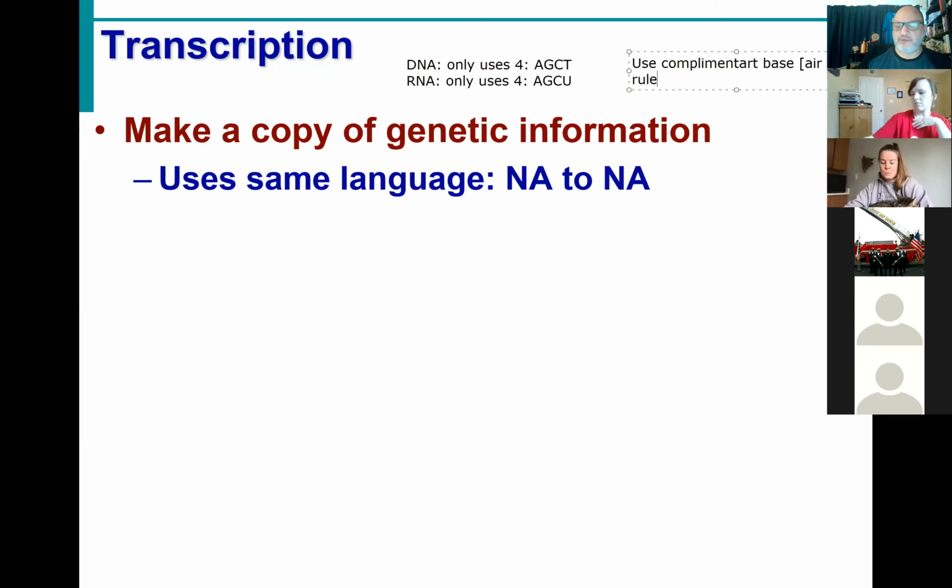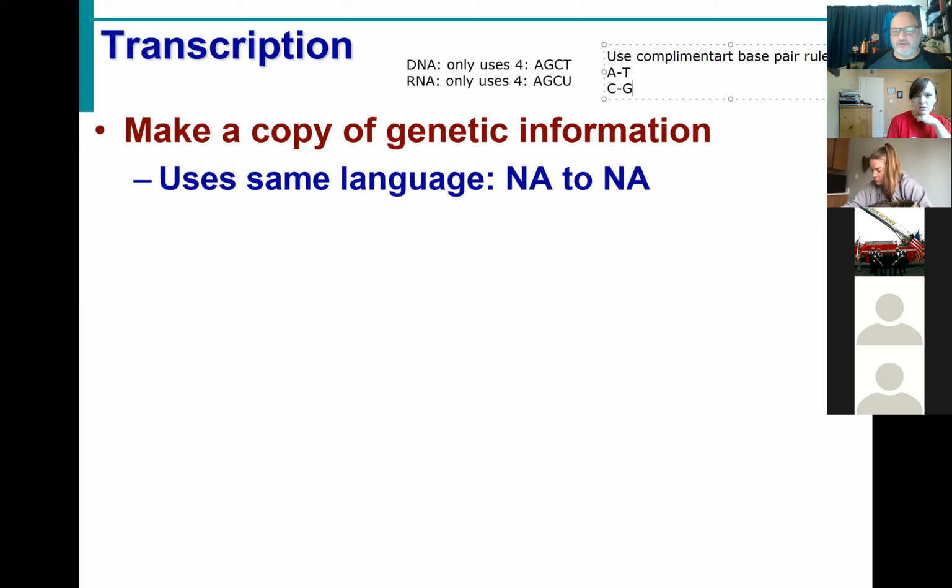And what were our complementary base pair rules again? A went with T, C goes with G, right? And so then for RNA, it's going to be A goes with U, and C still goes with G. So we're still going to use those same complementary base pair rules.